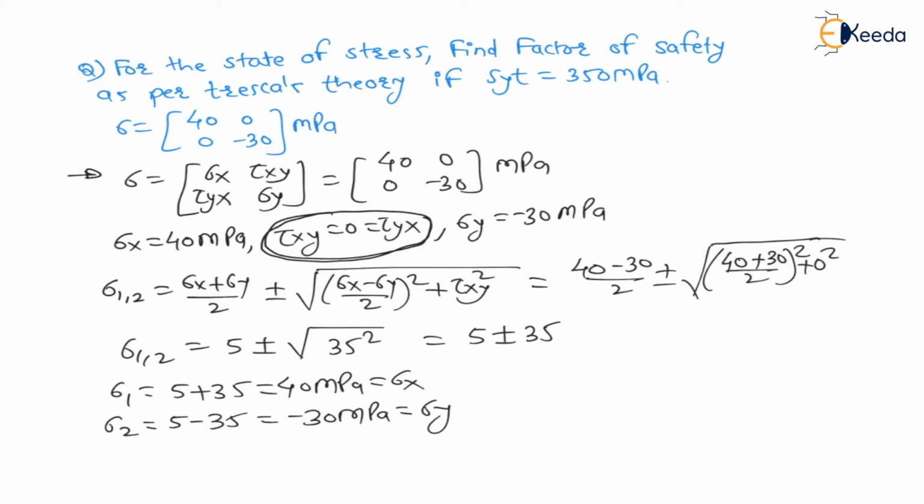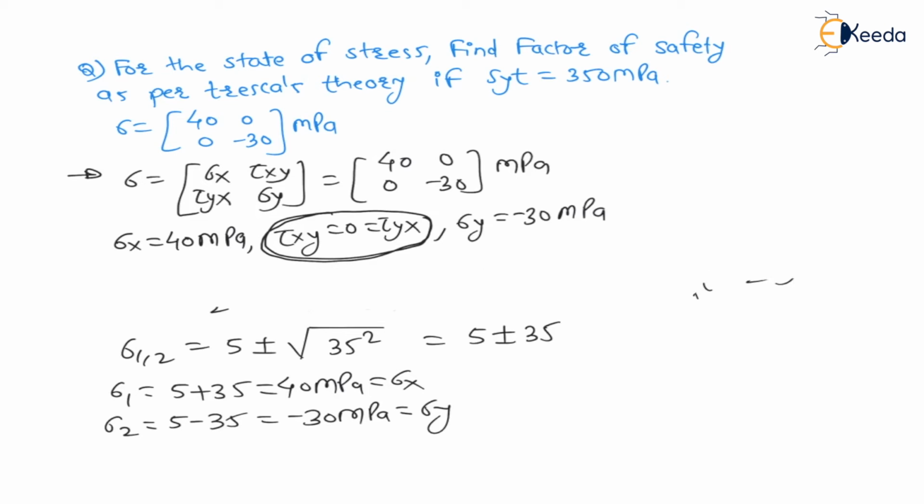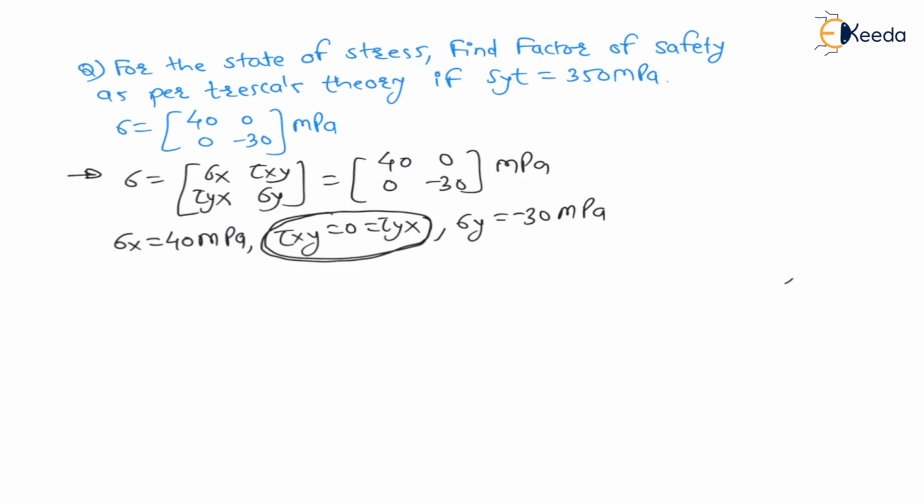That means whenever shear stress acting on the component is 0, then applied stresses itself are the principal stresses. Therefore, remember this note directly for further calculations. With this note also, sigma 1 is equal to the maximum of the two, which is sigma x, which is 40 MPa, and sigma 2 is equal to the minimum of the two, which is sigma y, equal to minus 30 MPa.